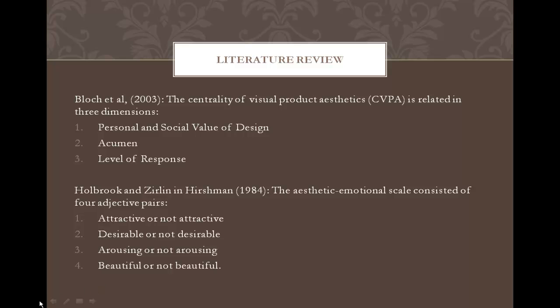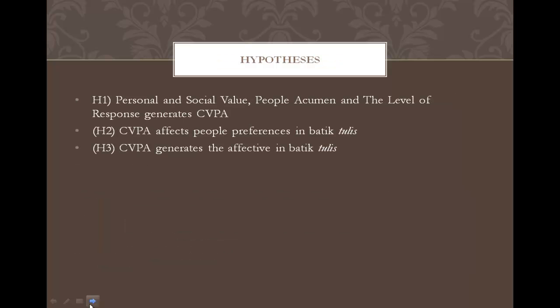So, based on the literature review that I have already explained, the general hypotheses that can be built based on the reference of the centrality of visual product aesthetics and people's behavioral responses are as follows. The first hypothesis is that personal and social value, people's acumen, and the level of response generate CVPA, or the centrality of visual product aesthetics. The second one is that CVPA affects people's preferences in batik tulis. And the last one is that CVPA generates the affective response in batik tulis.